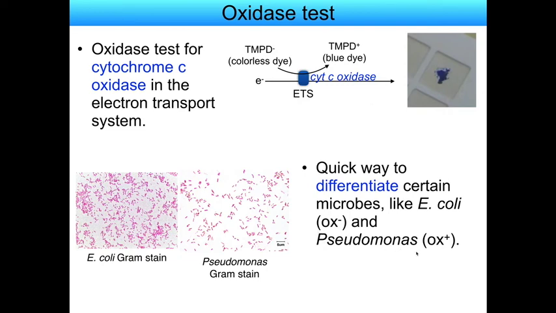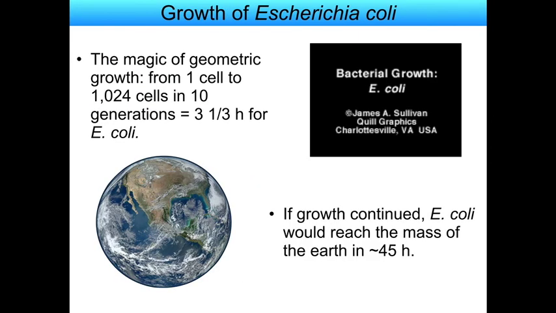coli, which is oxidase negative, from Pseudomonas aeruginosa, which is oxidase positive. And notably, these two look very similar under the microscope. They're both gram-negative bacilli. Now a few words about the exponential growth of bacteria.